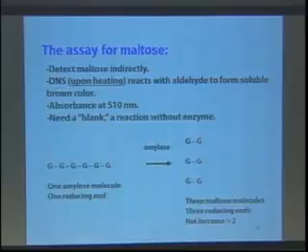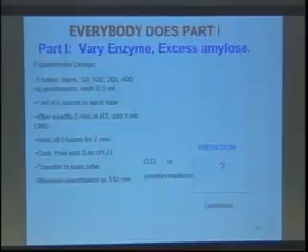The DNS reacts with the aldehyde when it's heated. We see the brown color. We measure it. Everyone does part 1. Everyone. All groups. You'll do this as pairs. Groups 1 through 14. Everyone does this. So you have 5 tubes. There's a blank, which means there's been no reaction with amylase. Question.